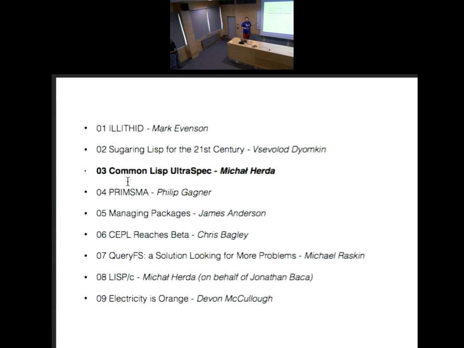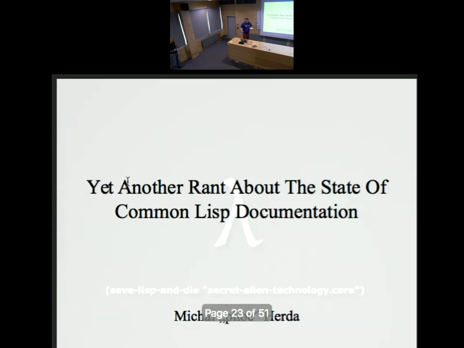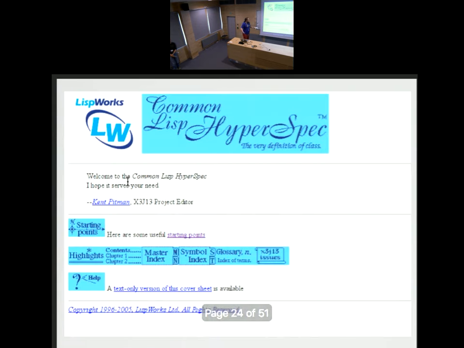All us Common Lispers know the CLHS, the Common Lisp Hyperspec, right? It is a very good, sturdy piece of documentation that has served all of us Lispers well, but unfortunately, it is closed. It is not extensible, and it looks as if it was made in the 90s, right? Because, well, it was.